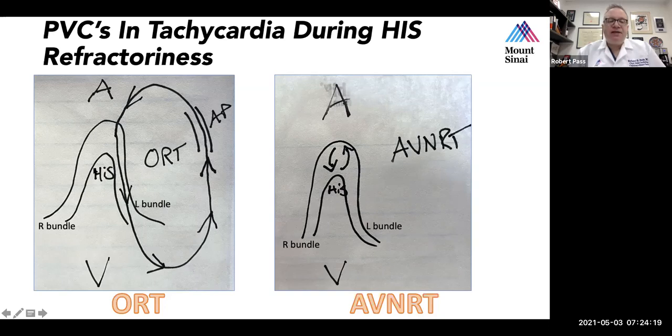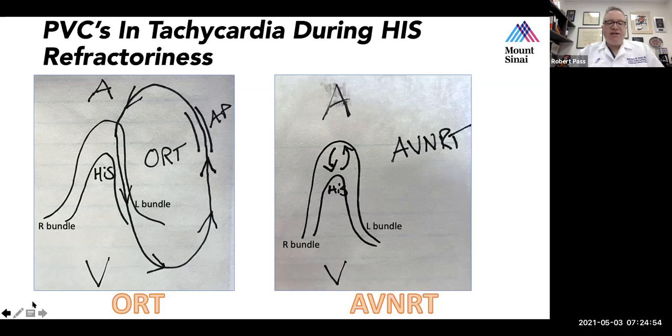That's different than in ORT, because in ORT, if I put the PVC in, the His will be refractory and I cannot go up the AV node. However, there's an alternate way to go from V to A, which is the accessory pathway. So very importantly, in ORT, if we put a PVC in during His refractoriness, the following A will be early. But if we put a PVC into AVNRT at a time of His refractoriness, the next A will be on time. It will not be early.